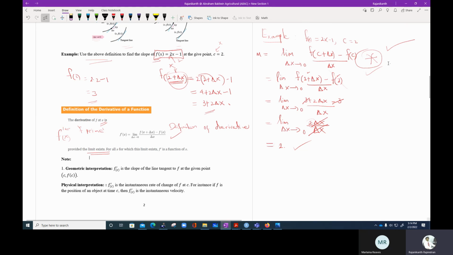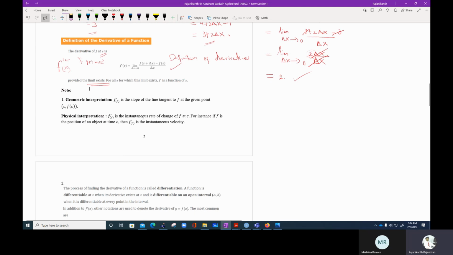What is the geometrical interpretation of derivatives? The geometric interpretation of f prime at the given point c is nothing but the slope of the tangent line. Just now we saw, right? We use another notation, which is actually m. So we could think of this as another definition of the slope of the tangent line for the function f at the given point, which we denote by f prime of c. Okay. f prime of c.